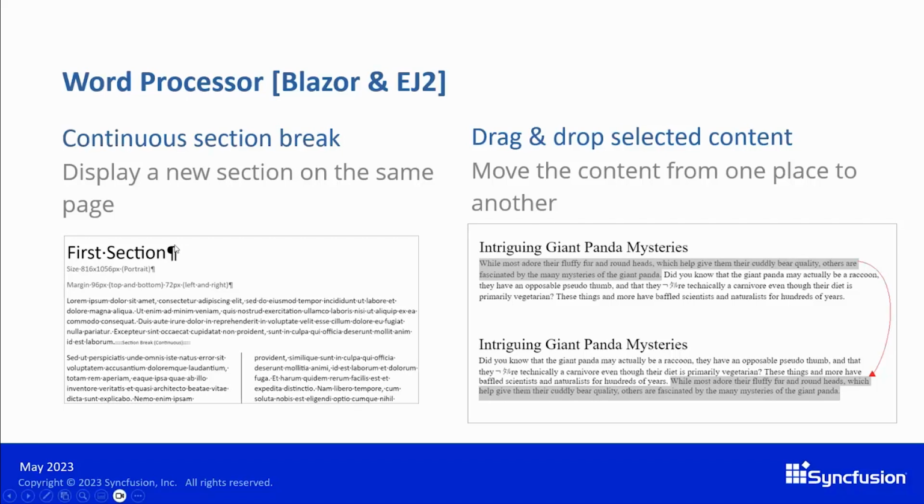So here in this image, you can see this is one section. You can see the section break added after this first paragraph. So now a single page can have multiple sections. And drag and drop selected content. So you can also select a particular sentence and then move it from one place to another. The drag and drop selected content is all about that particular action. So again, it gives a better user experience.